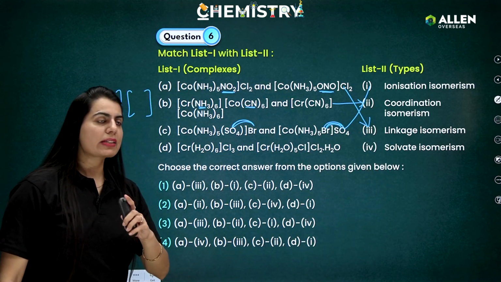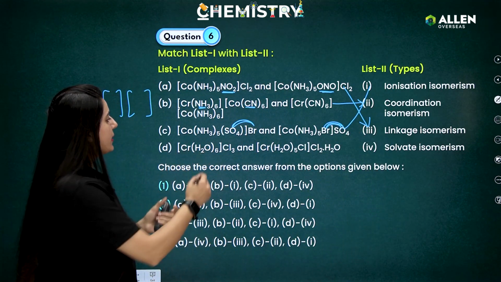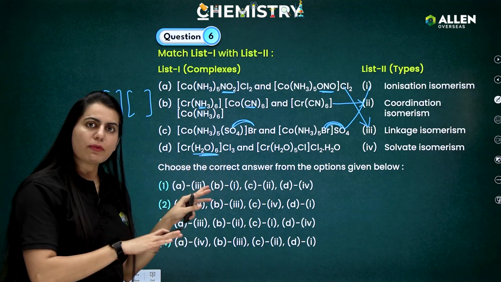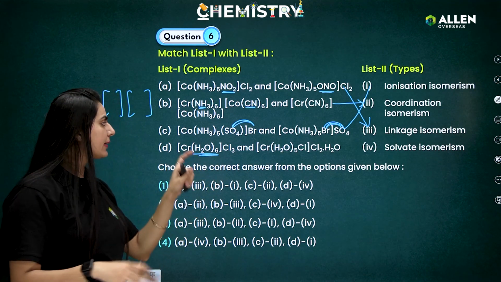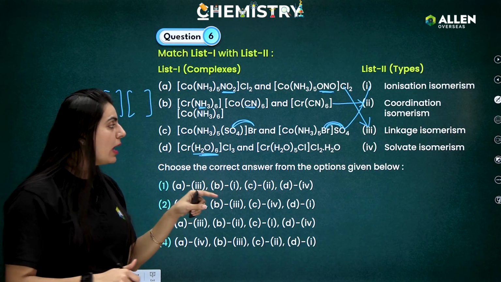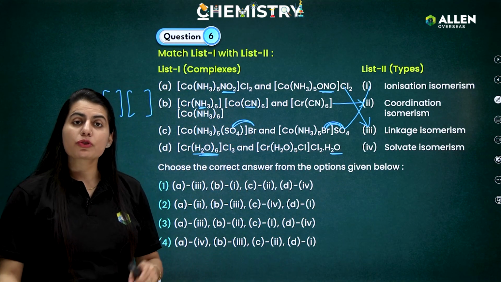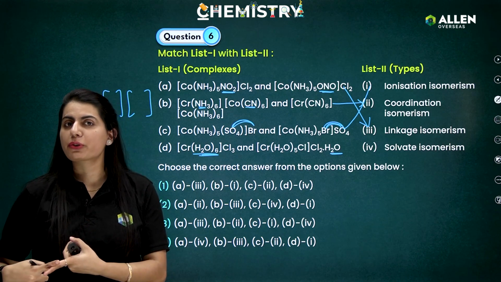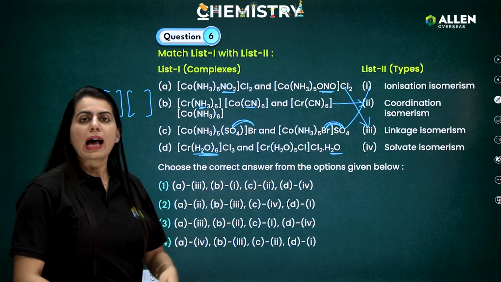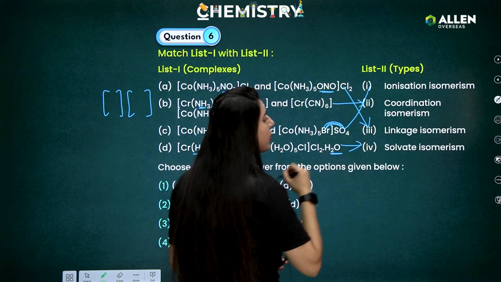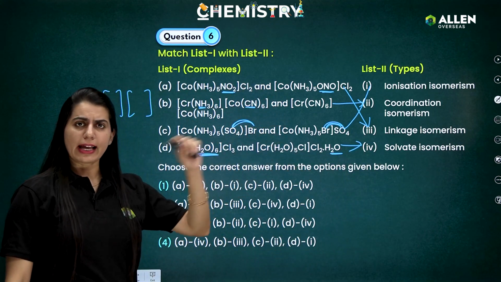Next we have, you can see that here all the waters are acting as ligands, connected with chromium which is in +3. But here one of my waters has gone as water of crystallization. So when water is playing a dual role, then such isomers are examples of hydrate or solvation or solvate isomerism.